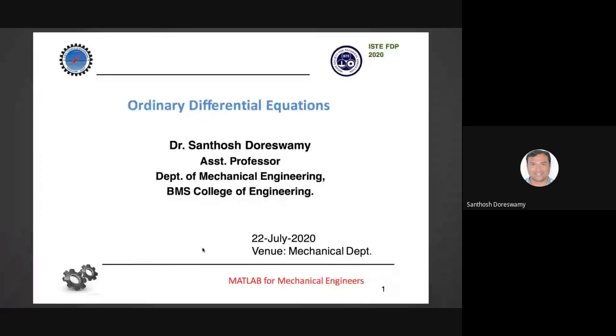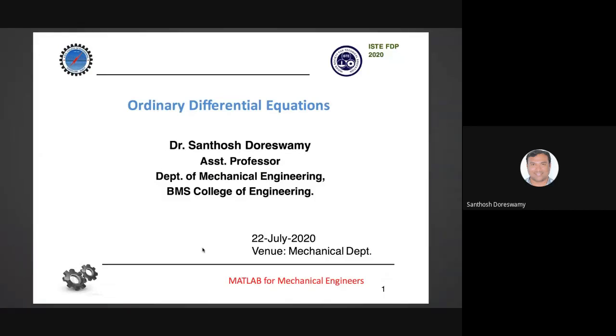Session 2 of this FTP on MATLAB for mechanical engineers. In this session, I will be handling the ordinary differential equations topic.